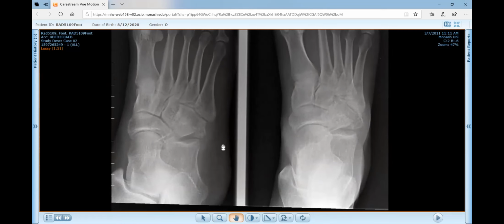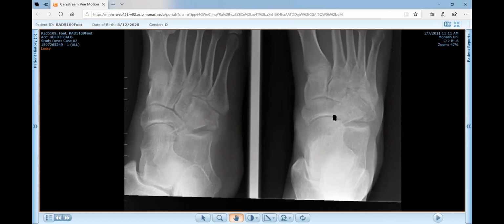Okay, so if we look at the cuboid, we can see that there is a definite fracture of the cuboid, and it's on the lateral aspect of the cuboid. But if we also look at the navicular bone, the navicular talus joint doesn't look a bit compromised, but there's also a fracture of the navicular as well. So there's 2 fractures there of the tarsal bones. We have fractures of the cuboid and fractures of the navicular bone.